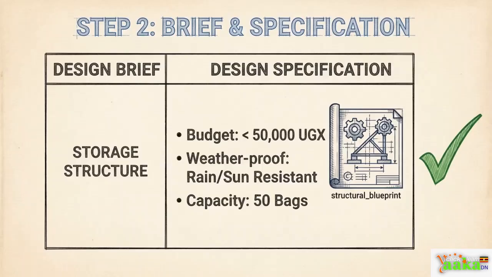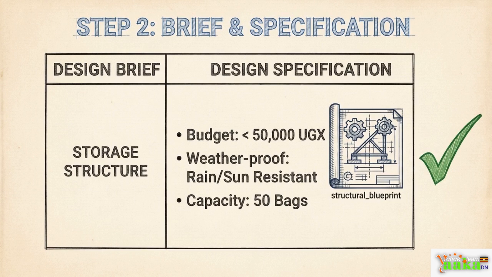With our target identified, we move to Step 2. We use this stage to establish both our broad objective and the strict rules our design must follow. Our broad goal goes under the design brief. For this project, we are going to design a structure to keep students' bags off the ground during assembly.